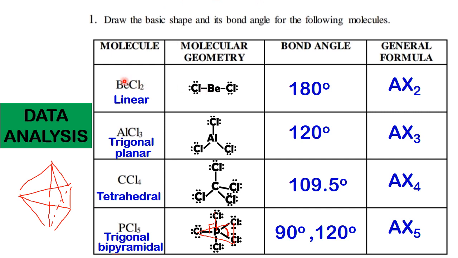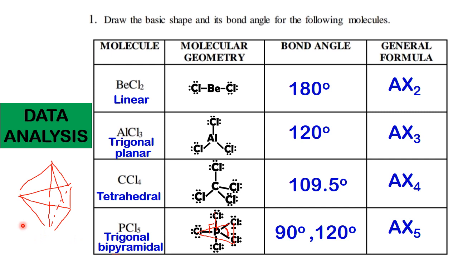So for beryllium chloride, the molecular geometry is linear, the angle is 180, and the general formula is X2. Aluminium chloride is trigonal planar, the bond angle is 120, and the general formula is X3. And for tetrachloromethane, the angle is 109.5 degrees. This is a tetrahedral structure, and the general formula is X4. And for phosphorus pentachloride, we will have a trigonal bipyramidal.